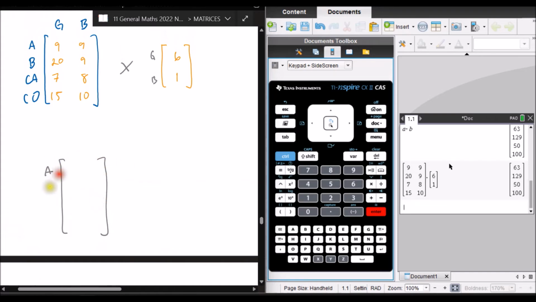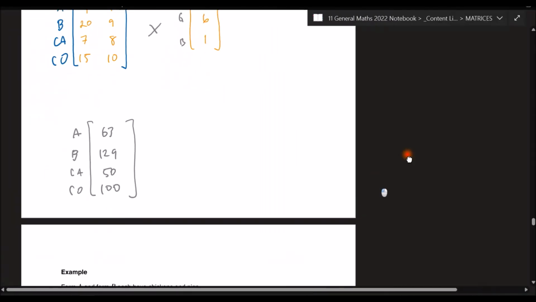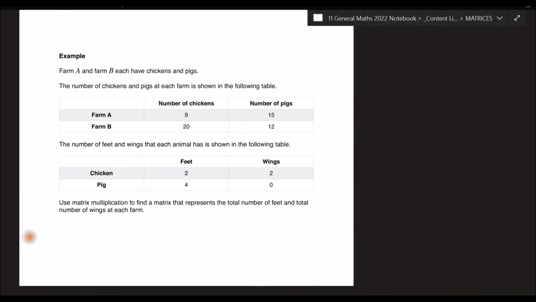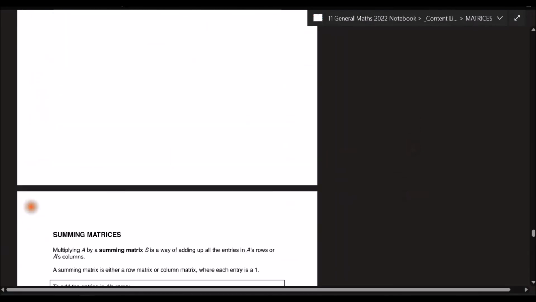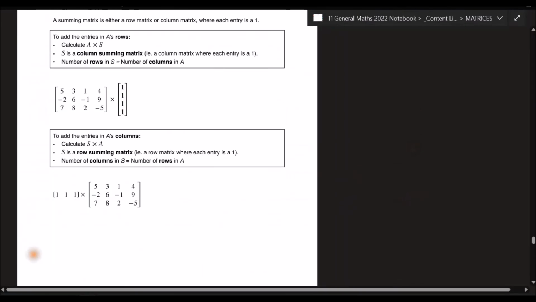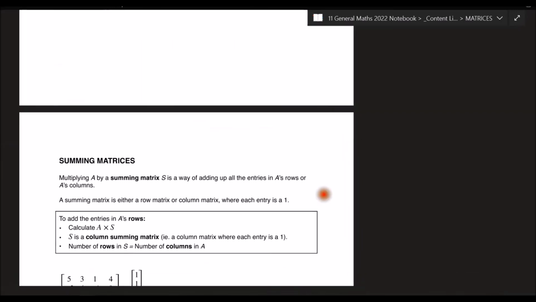All right, so you got A, B, D, A, C, O, 63, 2, 9, 50, and 100. All right, any questions? I think this is a similar example, so I might move on. Okay, let's move on to here, and then you guys can start working.